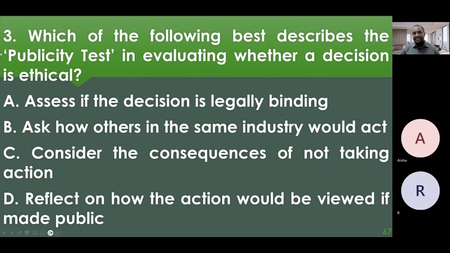Number 4, which of the following best describes the publicity test in evaluating whether a decision is ethical? A, assess if the decision is legally binding. B, ask how others in the same industry would act. C, consider the consequences of not taking action. D, reflect on how the action will be viewed if made public. Which of the following best describes the publicity test in evaluating whether a decision is ethical?